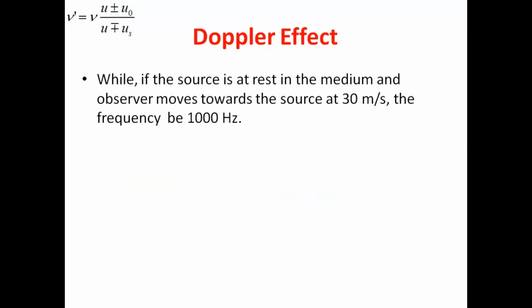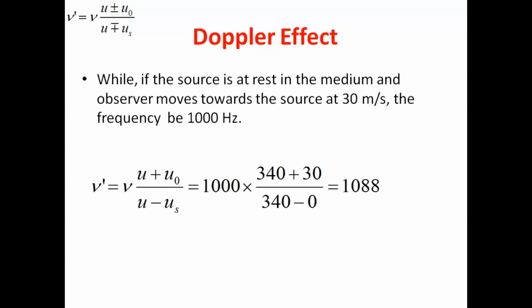If the source is at rest in the medium and the observer moves towards the source at 30 meters per second, the frequency of 1000 Hz source will appear as nu dash equal to, the formula offers us, 1088 Hz. So here we get different results, even though the numbers are the same, but the moving object is different.